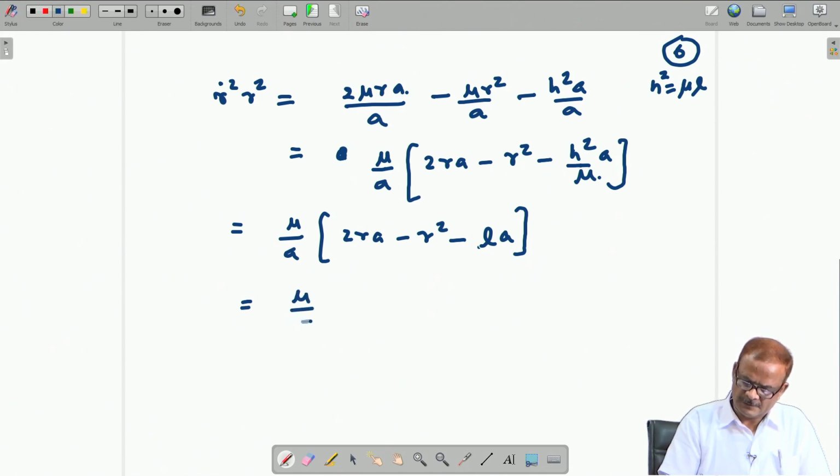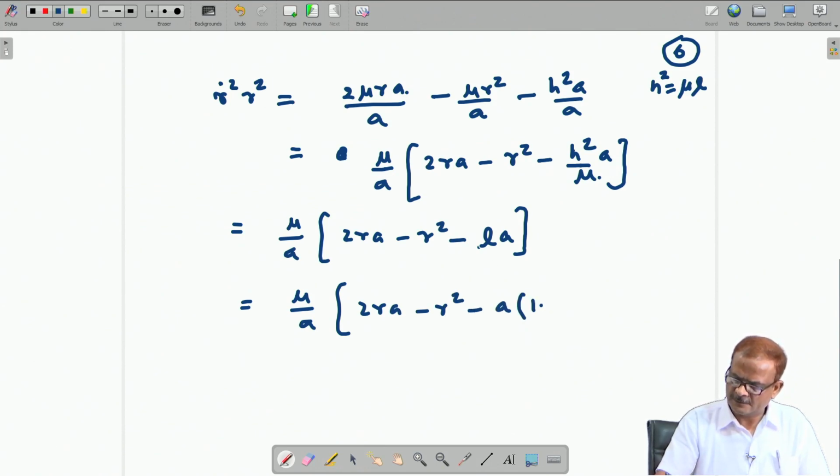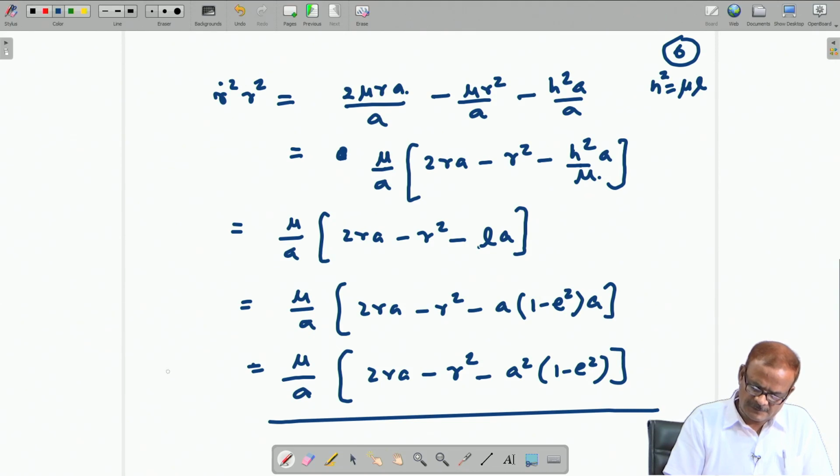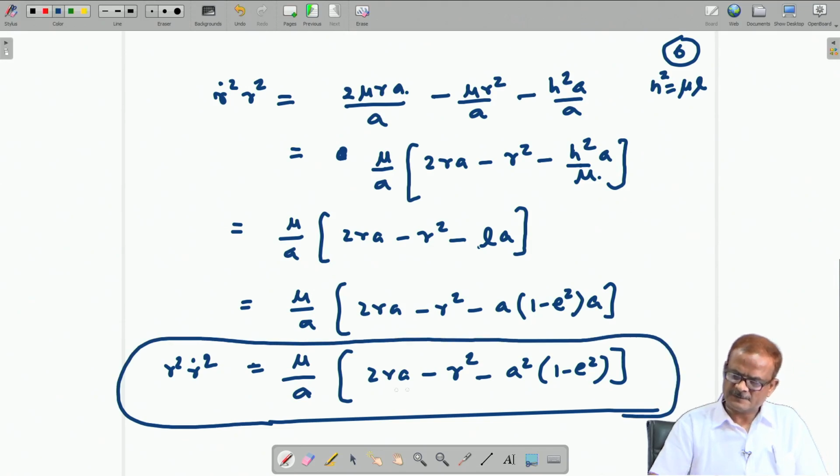So, this is mu by a times 2 r a minus r a square. Now, L as we have worked out earlier, this is 1 minus e a square. So, this is mu by a, 2 r a minus r a square minus a square times 1 minus e a square. So, this is r dot square, but still the right hand side does not look like what is given in the problem.